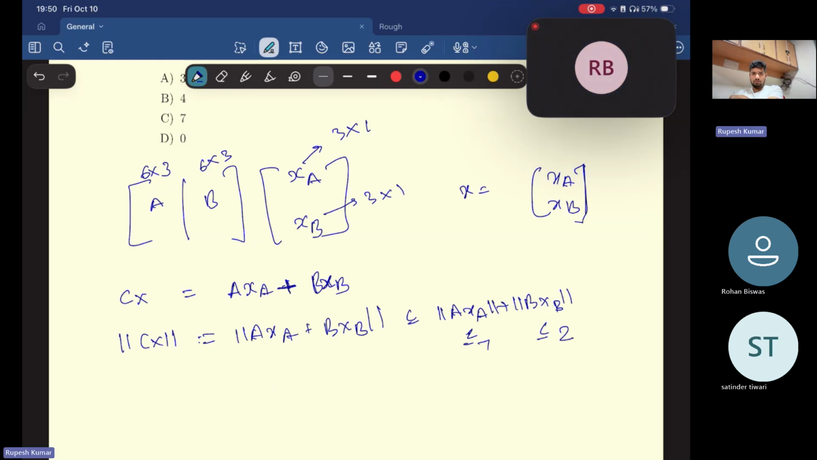The thing is, the minimum stretching you can get is at least 7 or 2, right? Okay, so we have achieved the upper bound, right?